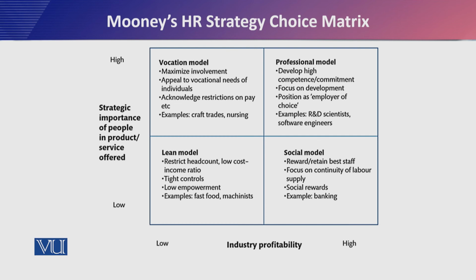The last one is another combination. Industry profitability is high, but the strategic value of the employees is low. So what can you do? It's a social model. Reward and retain best staff, focus on continuity of labor supply, so there is no disruption in labor. Social rewards. An example is banking.